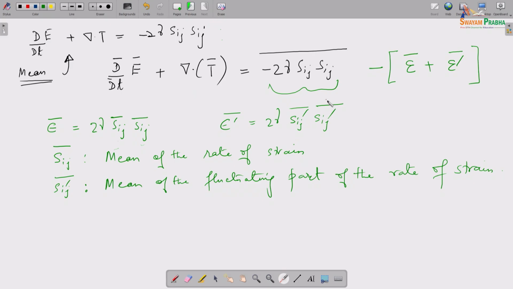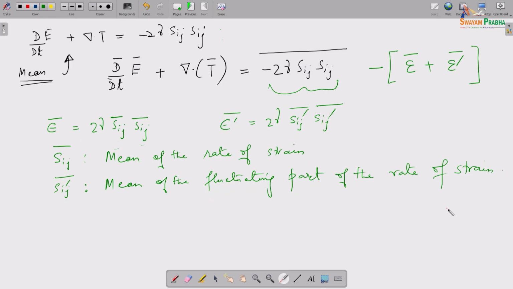and the right hand side, I just wrote this down to sort of differentiate maybe a little bit. Okay, you'll see the reason why. We did that so that epsilon bar here, which represents this, is essentially the mean of the rate of strain. Now the dash basically represents the mean of the fluctuating part of the rate of strain.